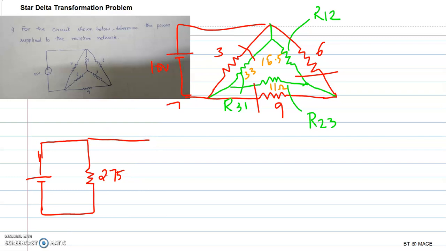Then you have 16.5 and 6 which are in parallel. The equivalent resistance is 4.4 ohms. Then you have 11 ohms and 9 ohms in parallel. The equivalent resistance is 4.95.